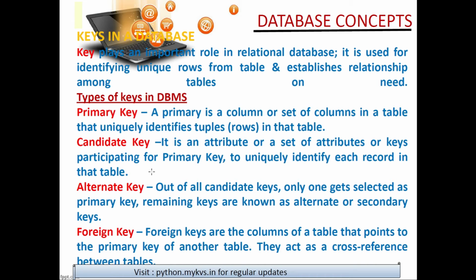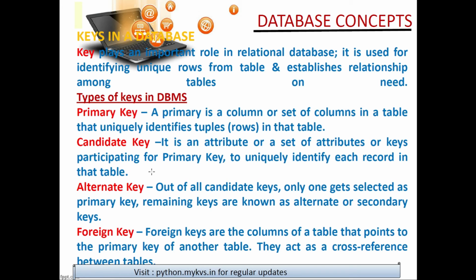Fine. The primary key is what? It is a column or set of columns in a table that uniquely identifies tuples in that particular table. So a tuple can be identified uniquely by using the primary key. Candidate key: what does candidate key mean? It is an attribute or set of attributes participating for the primary key to uniquely identify each record in the table. Candidate keys are the keys which are eligible to be a primary key. That means the primary key is to be chosen from a list of candidate keys. So the candidate key actually represents the primary key in a DBMS.